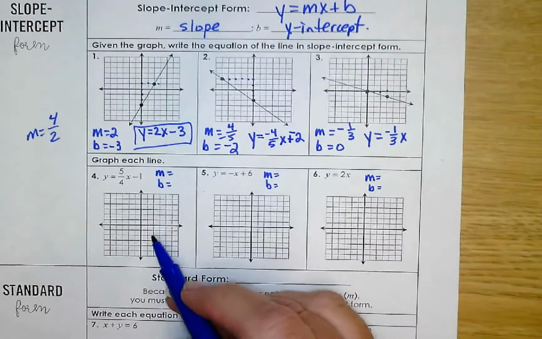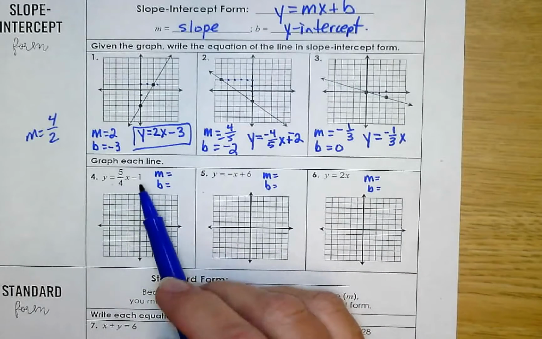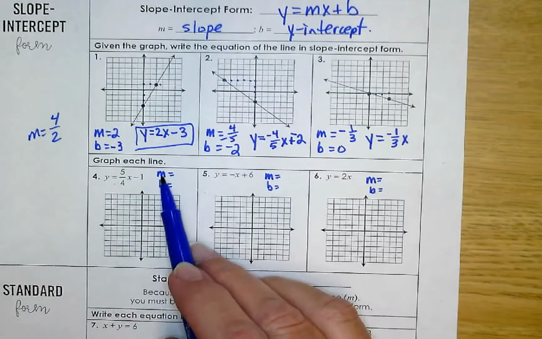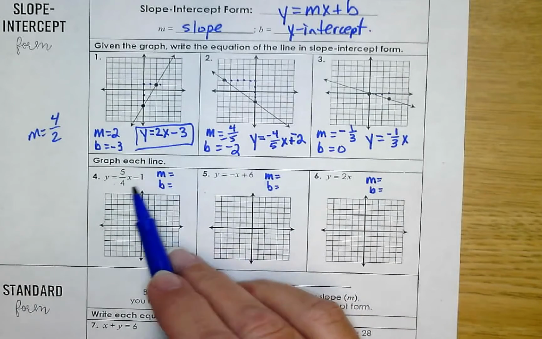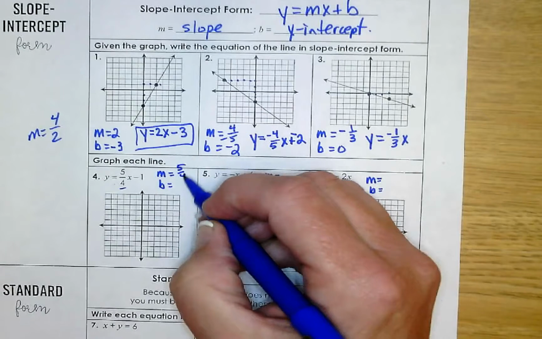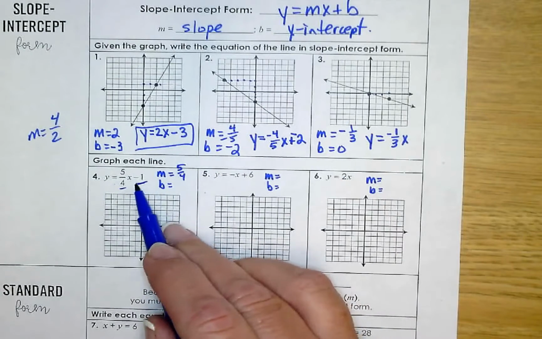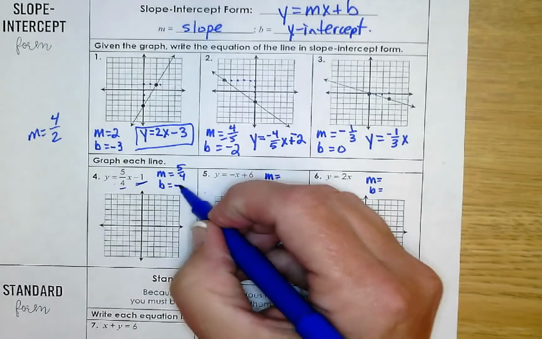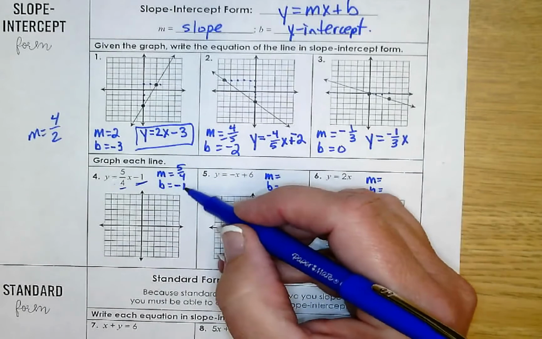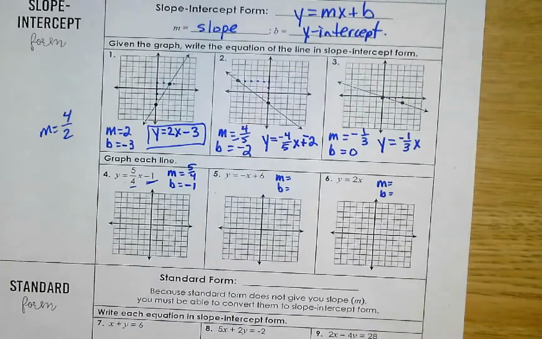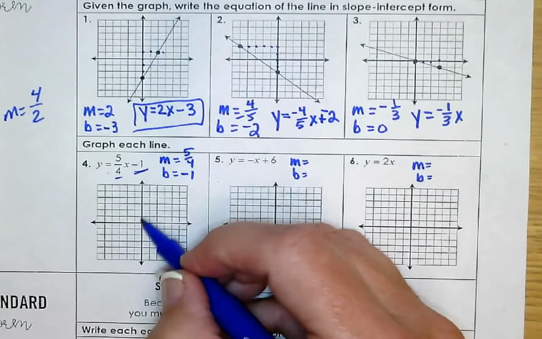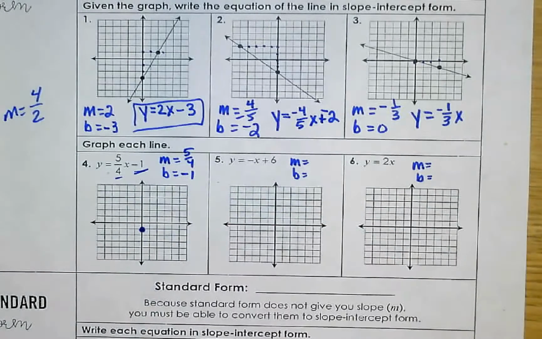The second part is I want to be able to graph a line when I'm given that line in slope-intercept form. So to graph, I just need two things. I need to know the slope, which I can identify right here as 5 over 4. And I can identify the y-intercept, which is b, is at -1. I'm going to use these two facts to help me graph my line. So you start at the y-intercept because that's easy to find. It's going to go right through there.